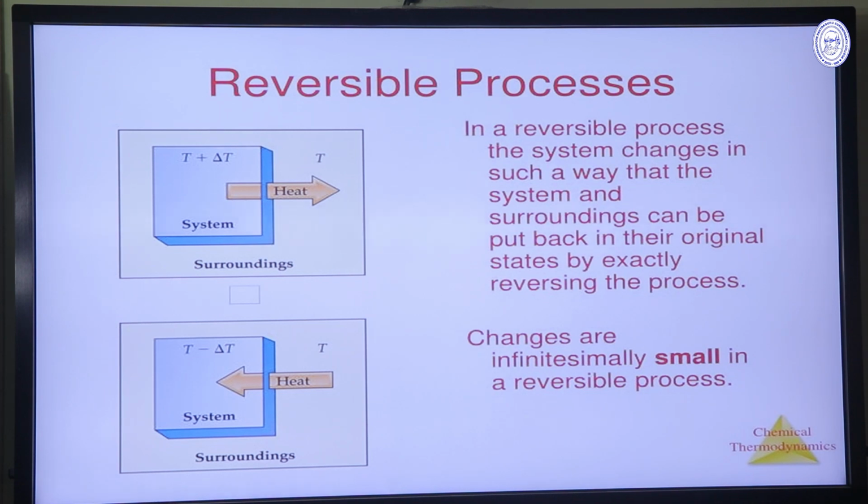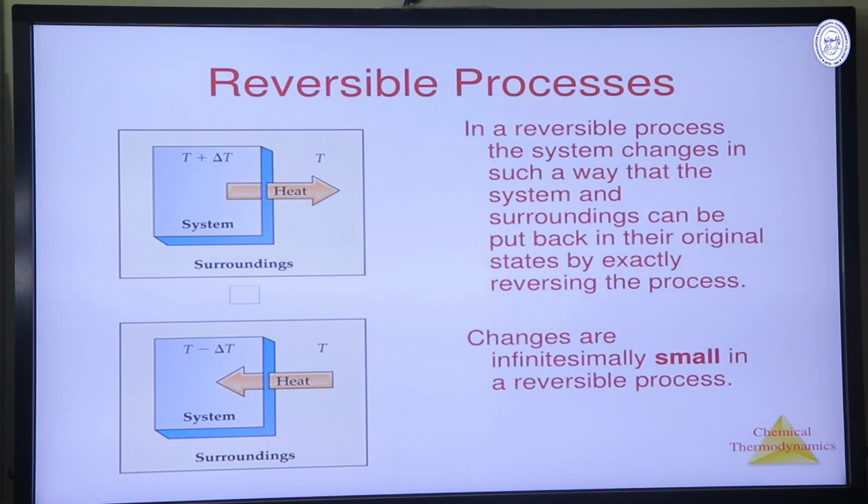Now, I am coming to the last part of today's lecture, that is the reversible process, and simultaneously I will also talk about the difference between a reversible and an irreversible process. With this, I will end my lecture today, and in my next lecture, I will continue with these topics, going into entropy, enthalpy, free energy, and the practical applications of the second law of thermodynamics. Now, what is this reversible process?